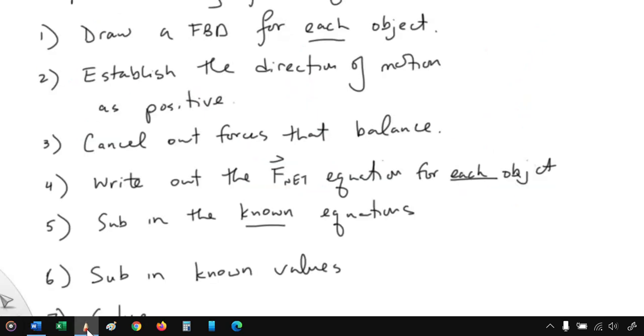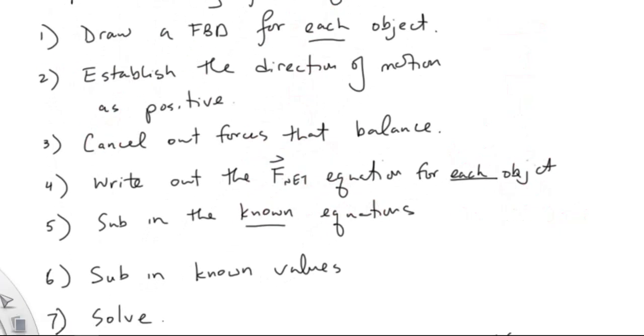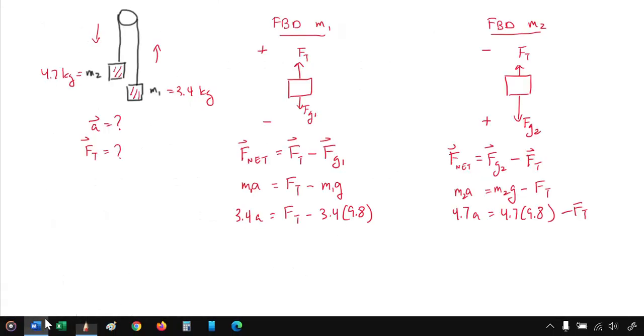Next, sub in your known values. So what values do I know? Well, I know M1 is 3.4. So 3.4A is equal to Ft minus 3.4 times 9.8 because I know what G is. And then this one is going to be 4.7A equals 4.7 times 9.8 minus Ft. So then the last step is then to solve, right? So let's solve it.